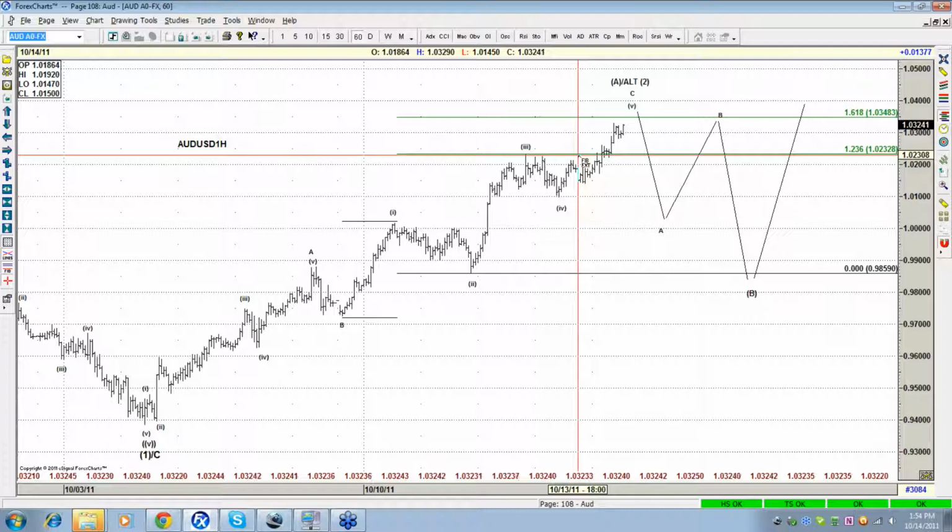I think the pound is going to get weak sometime at the beginning of next week, and the dollar is going to bounce. Any other pair, guys? Any other question?